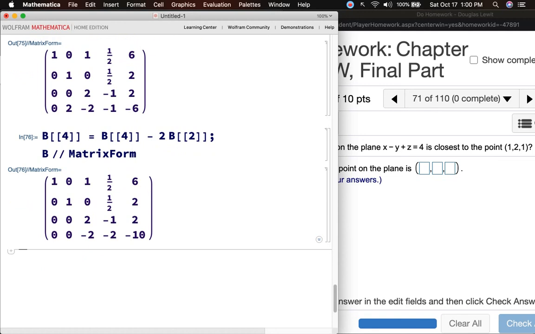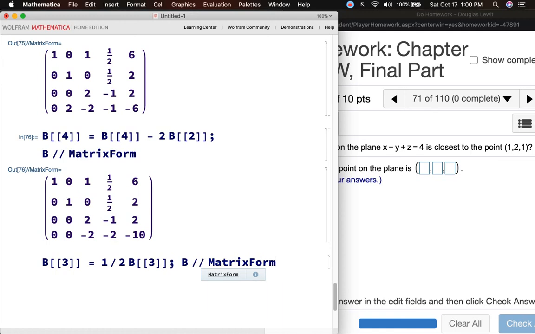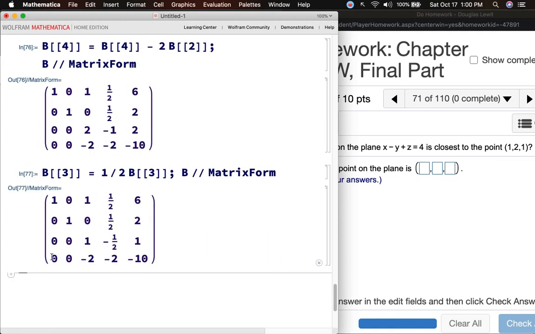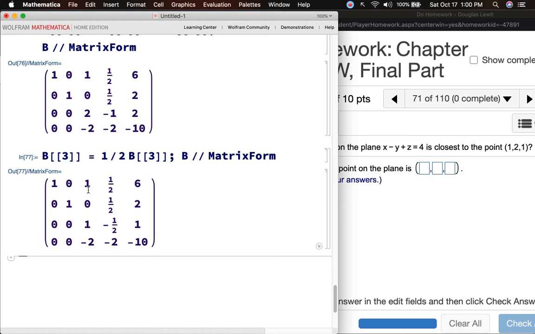Okay, that's looking good so far. I need to change this into a 1. How do I do that? Multiply by 1/2. So I'm changing the third row, 1/2 times the third row. Okay. I need to get rid of this 1 right over here, right? So that's going to be minus the third row, because 1 minus 1 is 0.